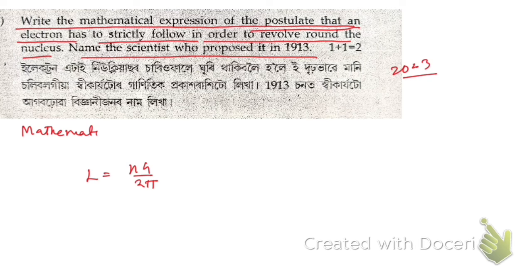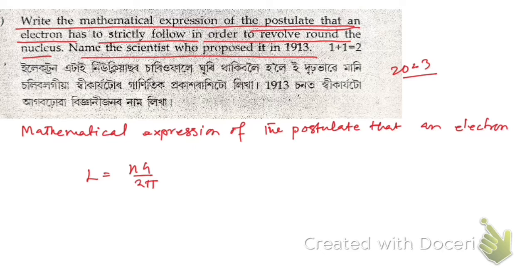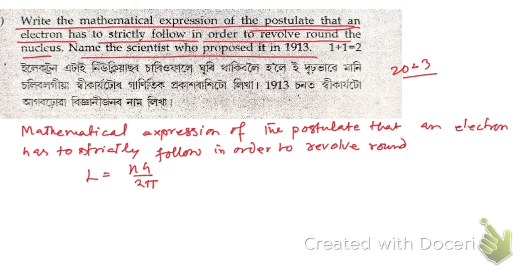So this is the mathematical expression of the postulate that an electron has to strictly follow in order to revolve round the nucleus.